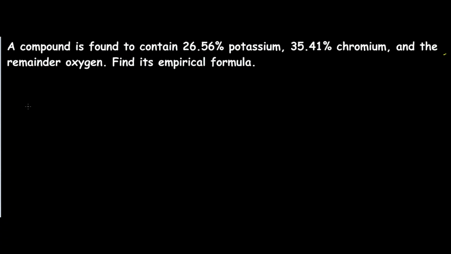A compound is found to contain 26.56% potassium, 35.41% chromium, and the remainder oxygen. Find its empirical formula. Okay, so we have the percentage for potassium, which is 26.56, 35.41 for chromium, but we don't have the percentage of oxygen. So what we have to do is to get the percentage of oxygen first.